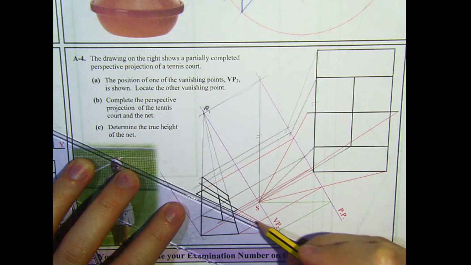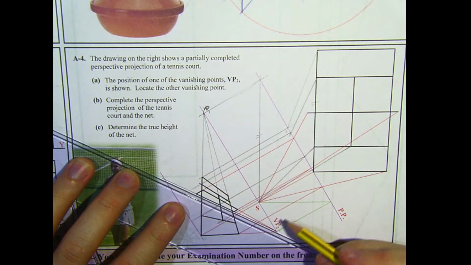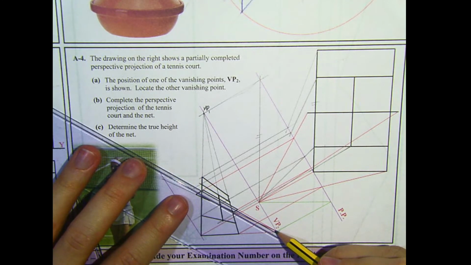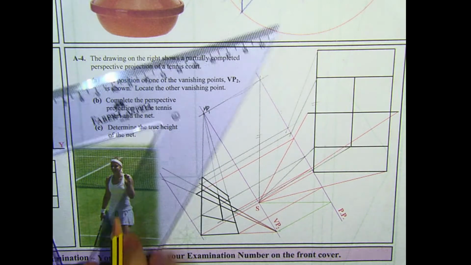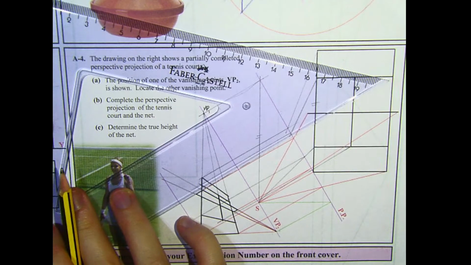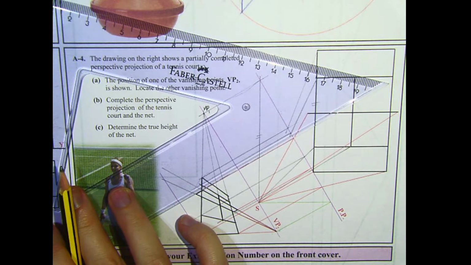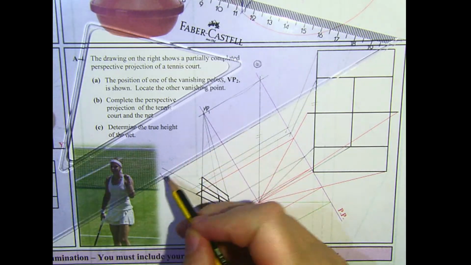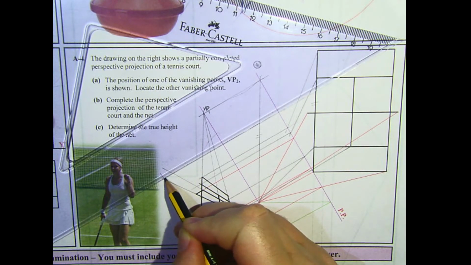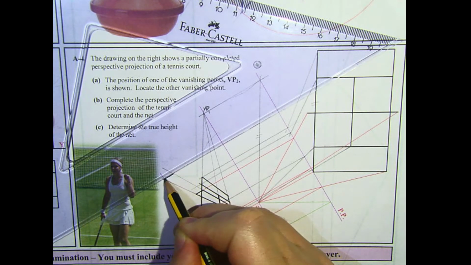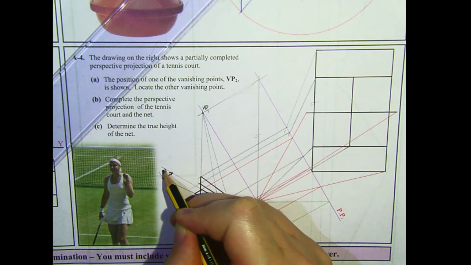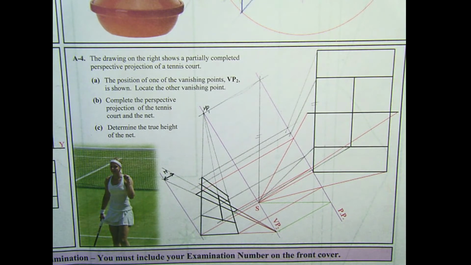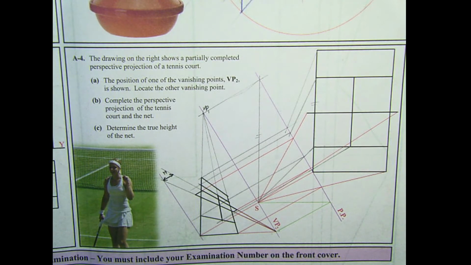taking the bottom and top lines down along this way, and the top one as well. That's this line. So then marking our vertical, so parallel to all the other lines. That is the height that we're looking for. And then that completes this paper.